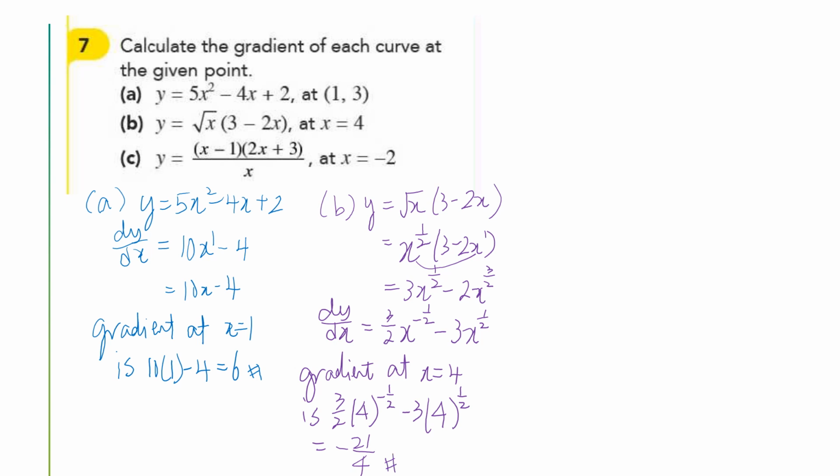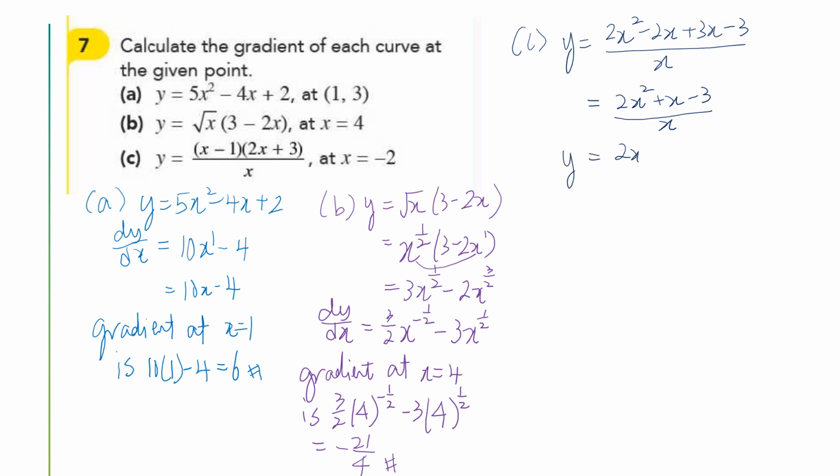Alright, so for part C, likewise, let's simplify the expression first. So we're going to open up the brackets. So that will give us 2x squared minus 2x plus 3x minus 3 over x. Simplify further will give you 2x squared plus x minus 3 over x. Alright, we're going to separate it into individual fractions, so it will be 2x squared divided by x plus x divided by x minus 3 over x. So that will give us 2x plus 1 minus 3x to the power negative 1.